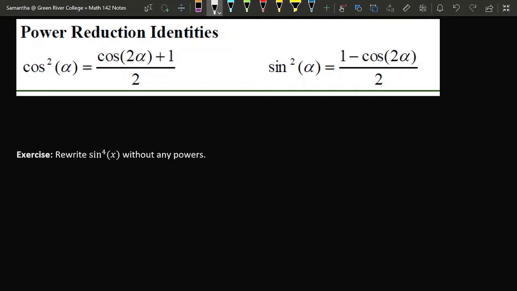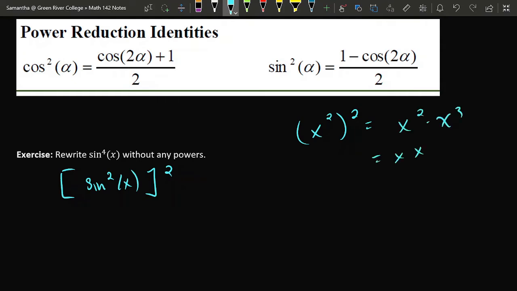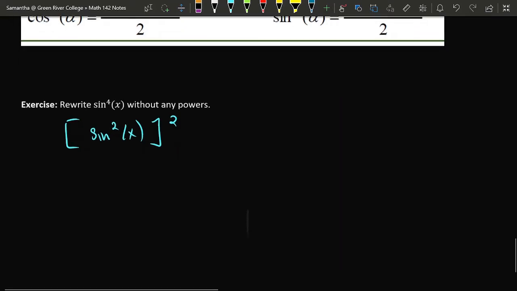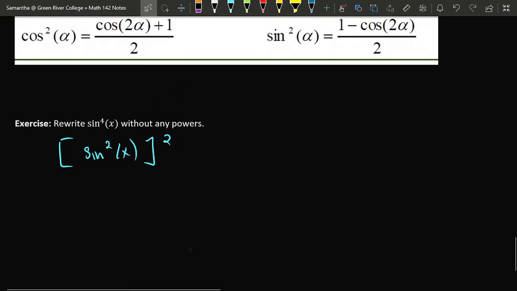Now, sine to the fourth power does not appear on either side of either one of the power reduction identities. However, using the properties of exponents, I can rewrite sine to the fourth power as sine squared, quantity squared. If you square something and then square it again, then in total you're going to get 4 copies of that factor. So x squared squared is equivalent to x to the fourth power, and likewise sine to the fourth power is equal to sine squared squared.